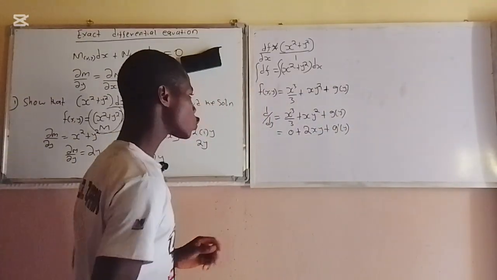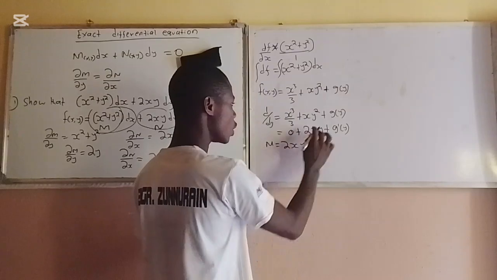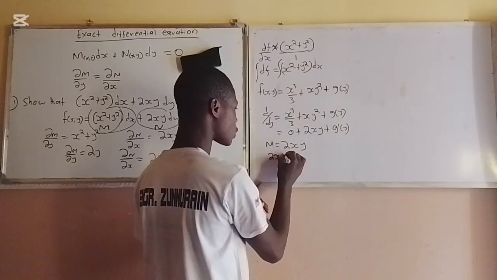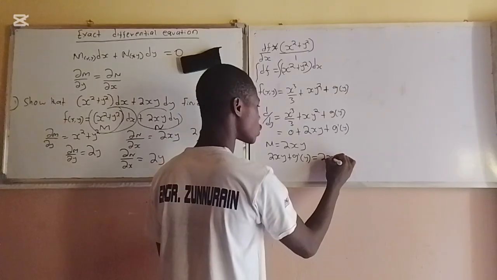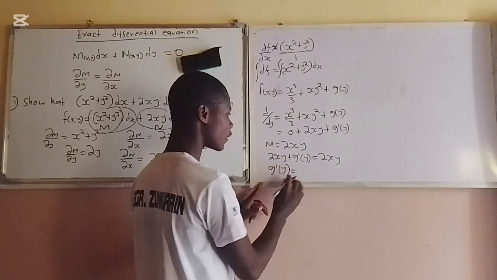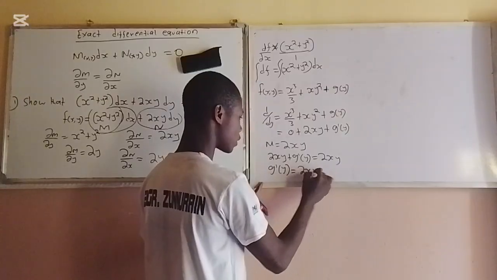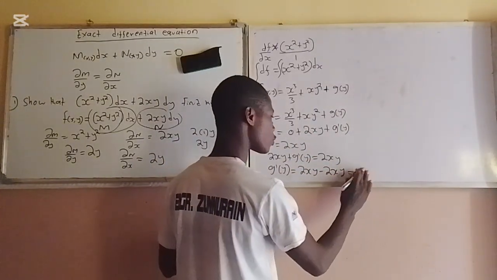As we all know, N is the same thing as 2xy. So this should now be 2xy plus g prime of y equals 2xy. So as you can see, g prime of y should now be equal to 2xy minus 2xy, which equals 0.